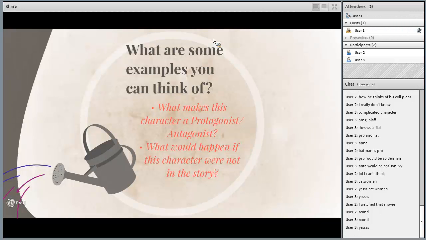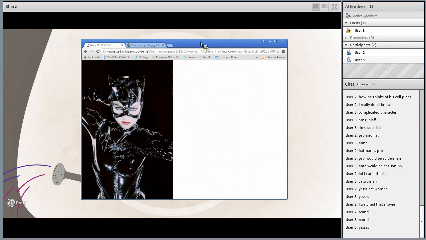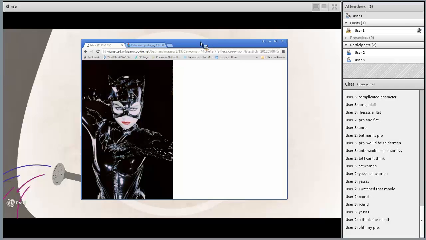So would you say that she is an antagonist in this movie or a protagonist? We know that the movie centers on Batman, right? So what does she fall under in this specific movie? She's probably my favorite Catwoman out of all the ones that have been made. You think she's both? Okay. So in this one, she kind of flip-flops a little bit.